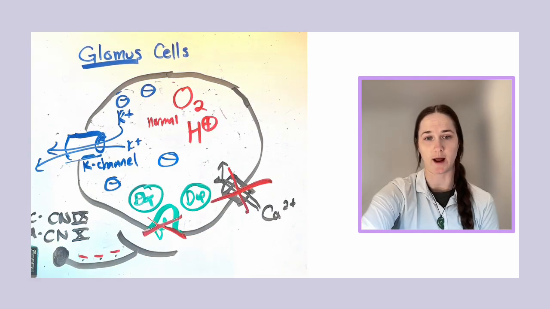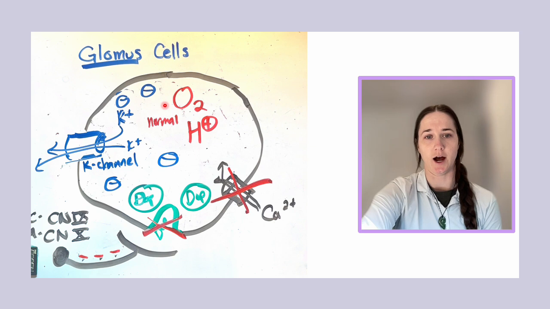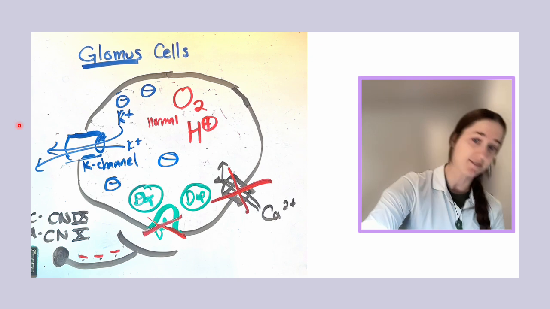On the flip side, what happens when we have normal levels of oxygen or normal levels of CO2, or even higher levels of oxygen? In this case, this potassium channel, going back to the previous slide, will be available to transport potassium out of this glomus cell. This will result in the cell having an overall more negative charge because, once again, potassium is positively charged and the positive charge is leaving the cell.